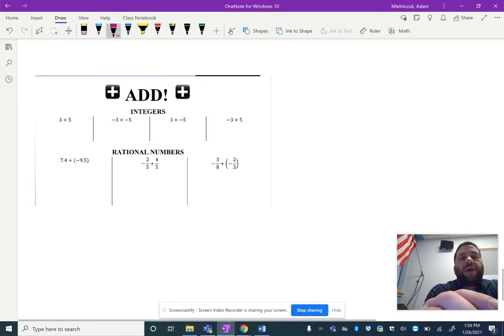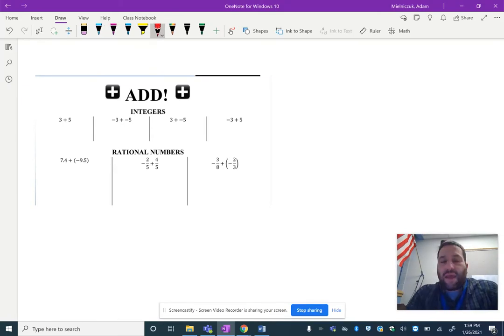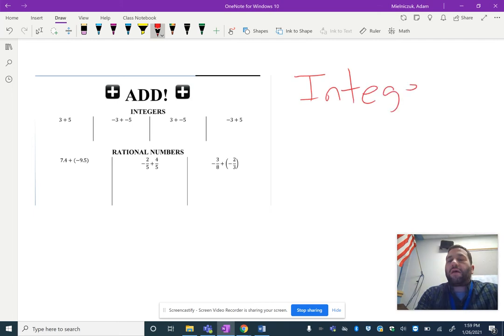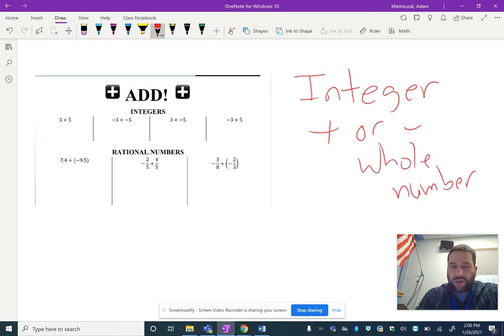In this lesson, we are going to practice adding and subtracting integers and other rational numbers. So first off, what is an integer? An integer is a fancy way of saying a positive or negative whole number. Okay, that's all that is. It's just not with a decimal or a fraction to it.